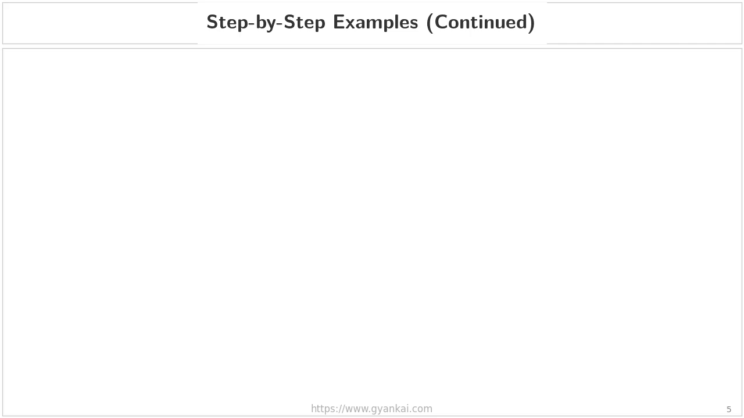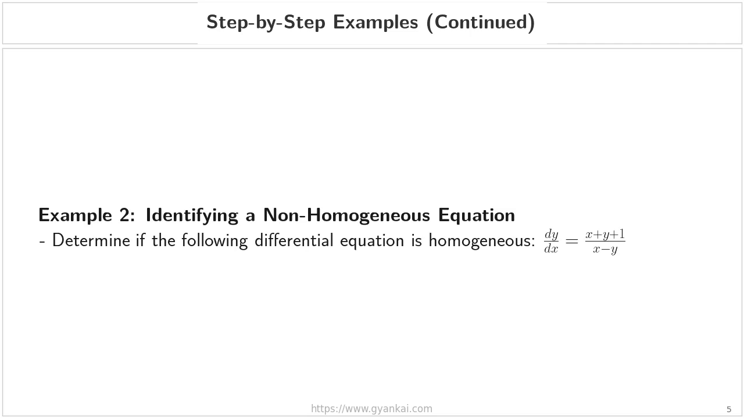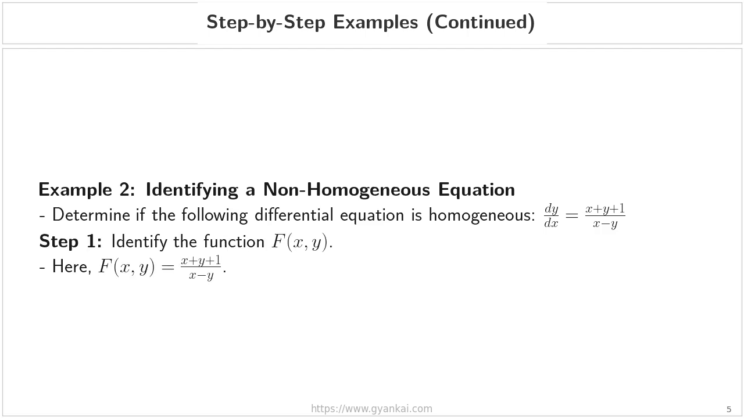Step-by-step examples continued. Now, let's look at a contrasting case in our second example, where we'll identify a non-homogeneous equation. Our goal here is to determine if the differential equation, dy by dx equals the quantity x plus y plus 1, all over the quantity x minus y, is homogeneous. Let's walk through the process step by step.